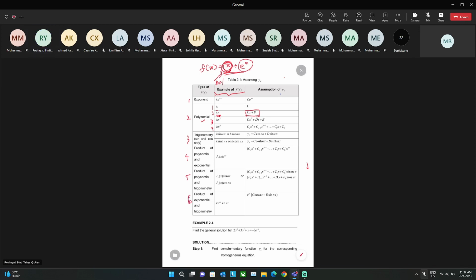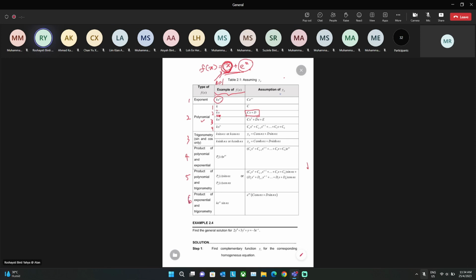exponential x, look at the table. The first one, exponential, yes.